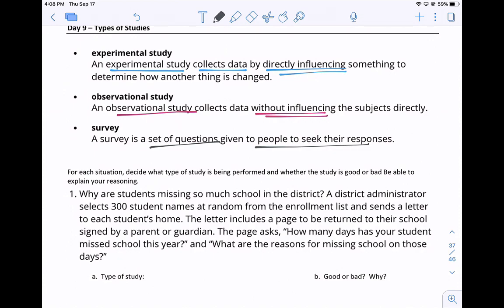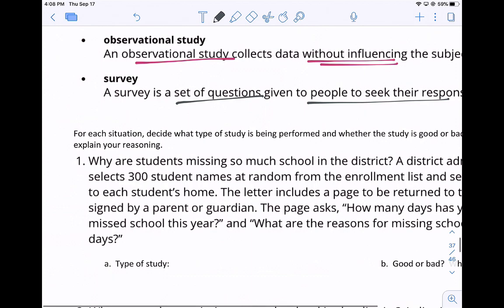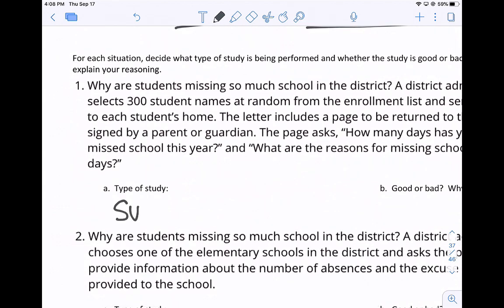Okay, so this type of study is a set of questions given to people to seek responses. So this is a survey. And do you think it's a good survey? Is it good or bad, and why? Some of the things you might think about are, how big is the district? Maybe 300 students is everyone in the district, and then you'd be getting a lot of data. Maybe this district is really big and you're not getting a lot of data. So it can depend on many things. And again, in class we would discuss, do you think it's good or bad, and why?